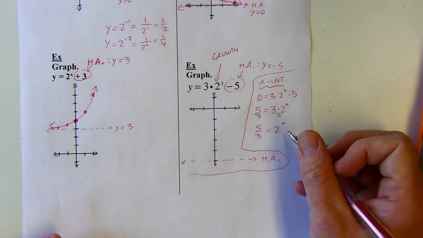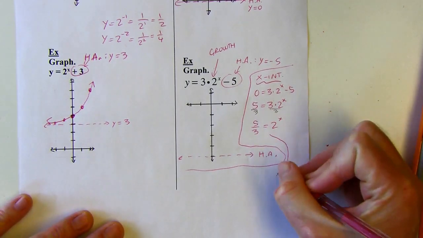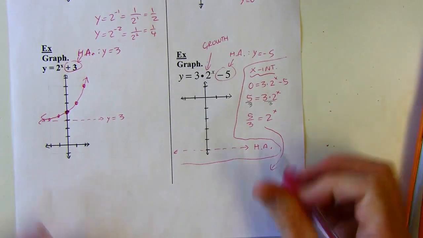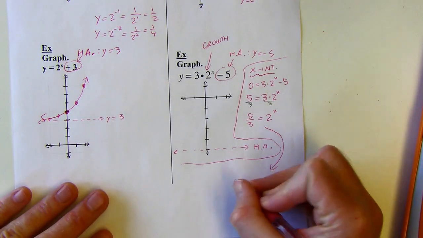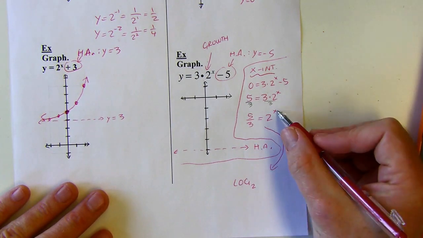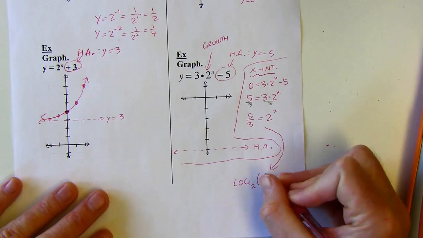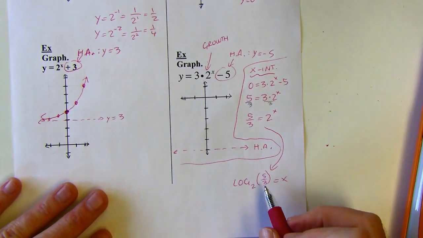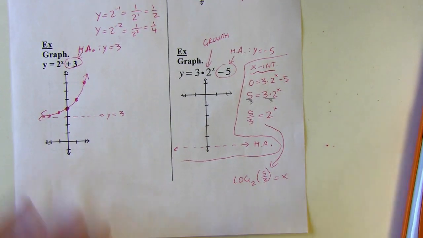And now I'm kind of stuck. Taking the square root of both sides isn't going to do anything. But wait a second. I've got logs on my side, and that can help you isolate a variable exponent, okay? So my base is going to be 2, right? The x is going to get isolated, and then the contents of the log are going to be the 5/3. So I'm just going to put that in parentheses so it doesn't look like the base is 23 or something, right? So it's clear what the contents are.